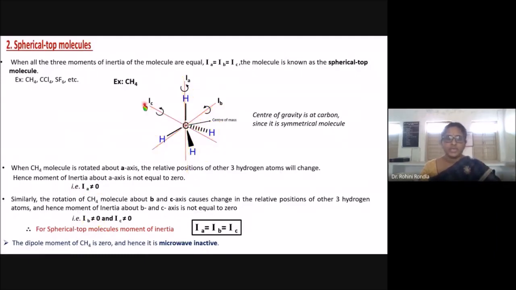Okay. Now see this C axis. Try to rotate along the C axis. Then this hydrogen and this hydrogen and this hydrogen will move. So the positions of these 3 hydrogens will change. So IC is also not equal to 0. However you rotate about the 3 axes, the other 3 hydrogens rotate. That is why a moment of inertia can exist along the C axis, along the A axis and along the B axis. IA is not equal to 0, IB is not equal to 0 and IC is not equal to 0. That is why we can write like this: IA is equal to IB is equal to IC.